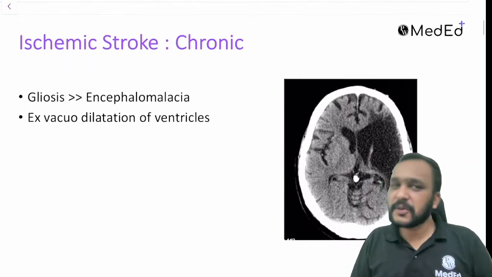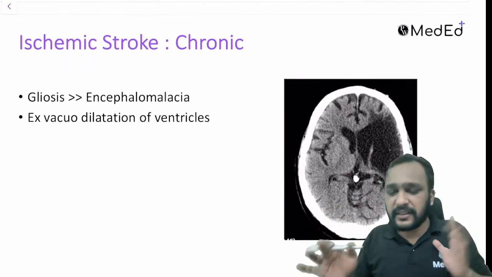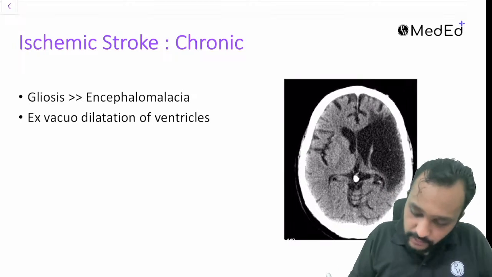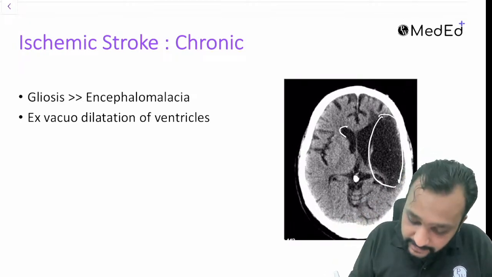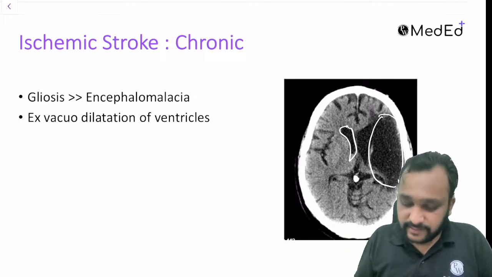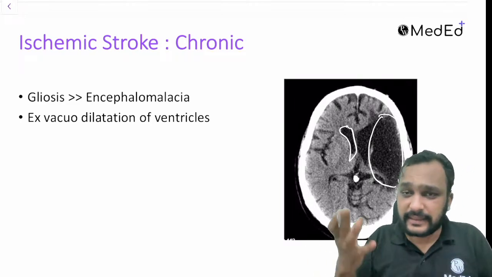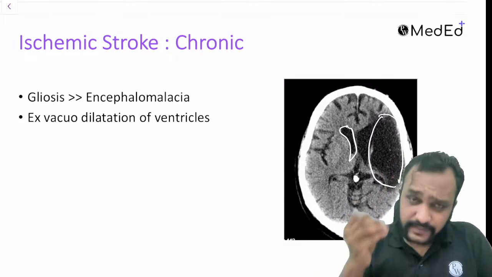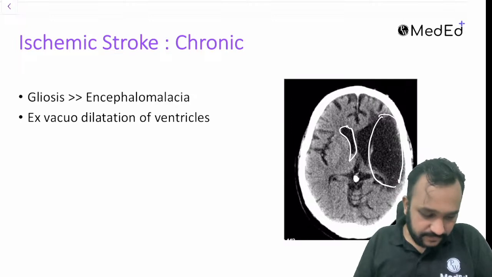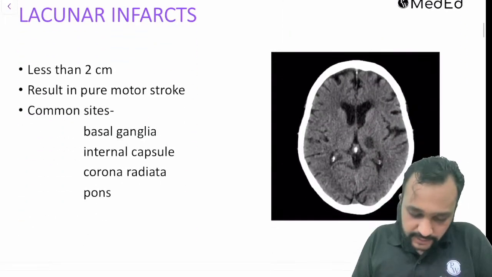And talking about chronic infarct, guys, you will see that the area of infarct will become like CSF, because of the gliosis that is taking place within the ischemic brain, right? So this is your chronic infarct.